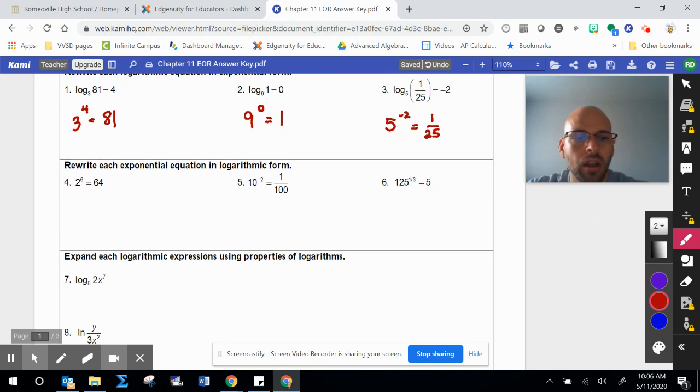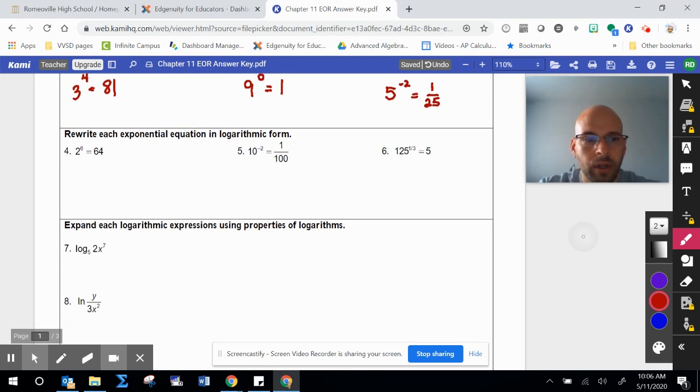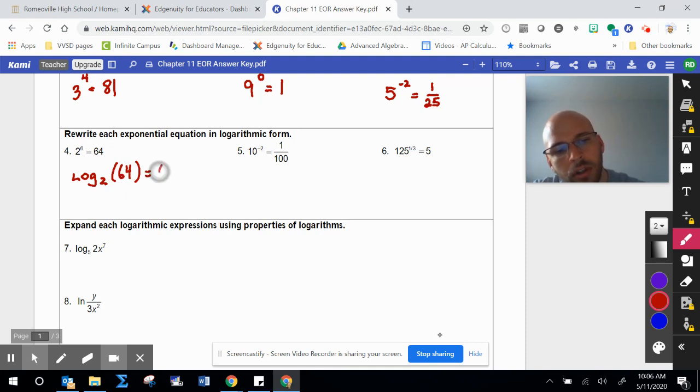Now, we're going to go the other way. If I have an exponential function and I want to write that as a log, that means I'm going to start with the word log here. I'm going to use base 2 of 64, and that's always equal to the exponent. Same thing for number 5. I'm going to use base 10 of 1 over 100, and that's always equal to the exponent.